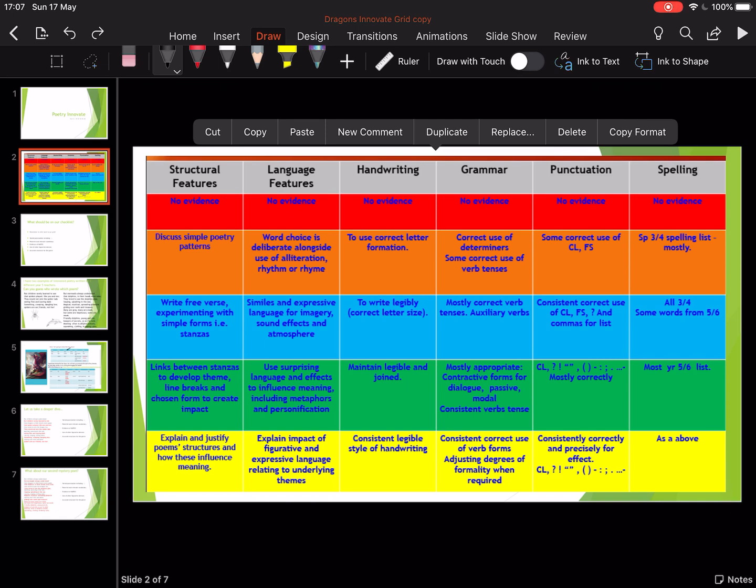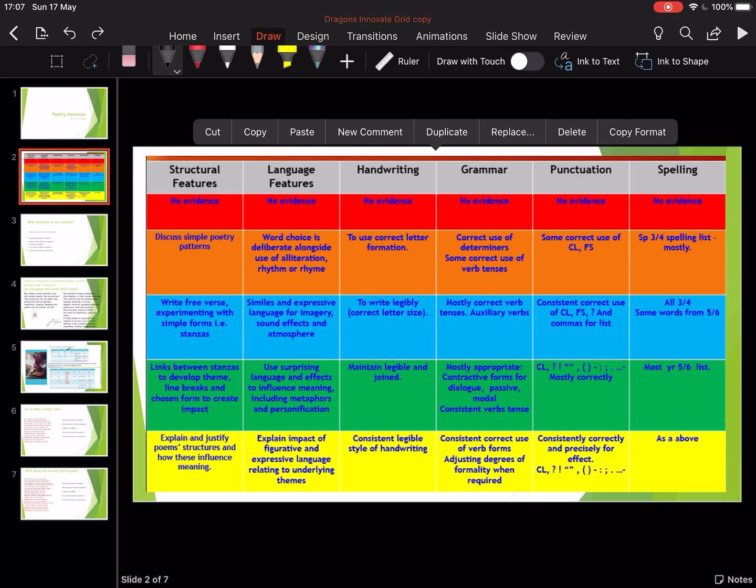Handwriting, you guys know, you should use it as a chance to practise your handwriting. Let's go for those greens and those yellows on that one, shall we? Grammar. Our grammar needs to be mostly appropriate. We're not going to include much dialogue perhaps in our poetry, but we'll have a look and see what our two examples have got waiting for us.